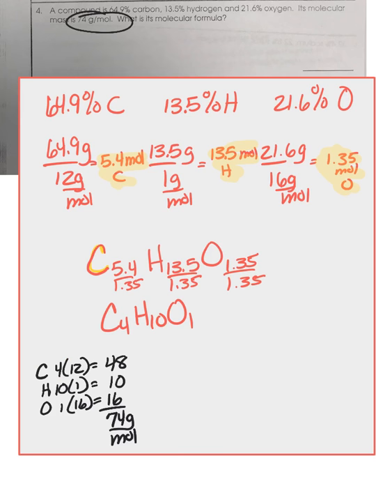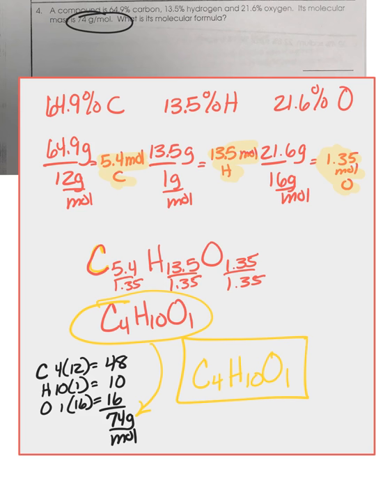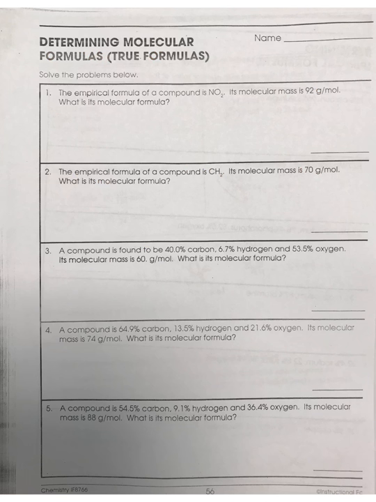All right, so for this one, the empirical formula, which is right here, has a gram formula mass of 74. And that matches, let's pull out a finger pointer, it matches the 74 grams per mole that they're looking for as the molecular mass. So that means our molecular formula is going to be C4H10O1. It's still an empirical formula, but it's also a molecular formula because it has the right molecular mass. Next question.